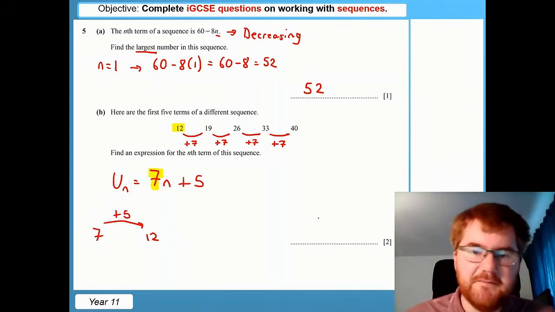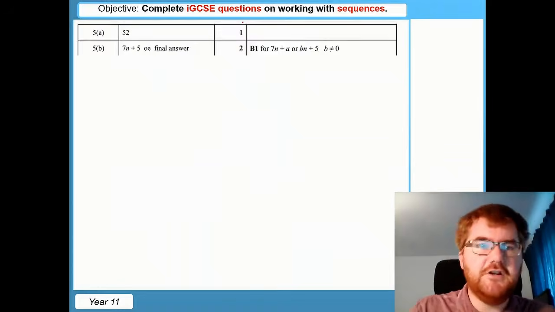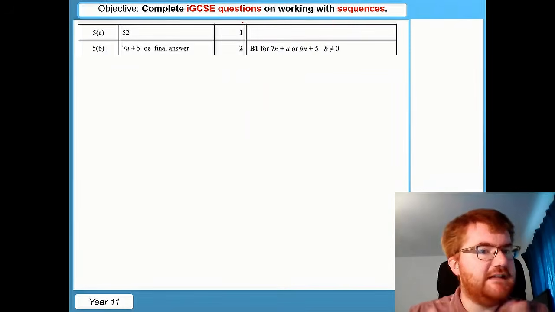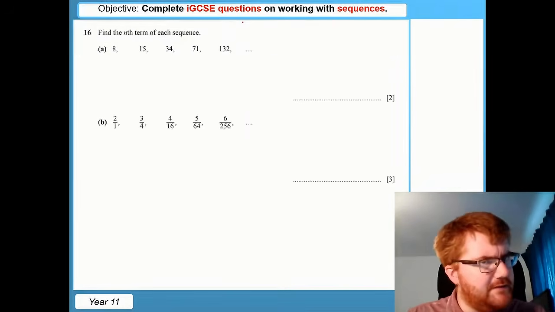So our final answer is going to be equal to 7n plus 5, like so. Again, you can check the solution there. You can see they've written in exactly the same way. And on to the next question. This is a little bit trickier.